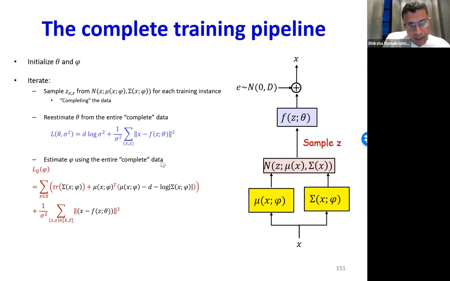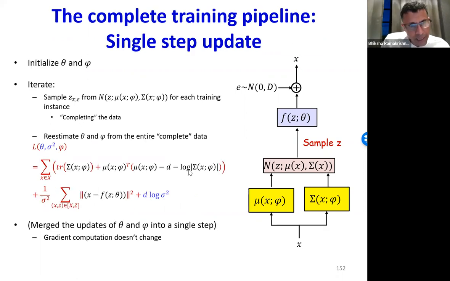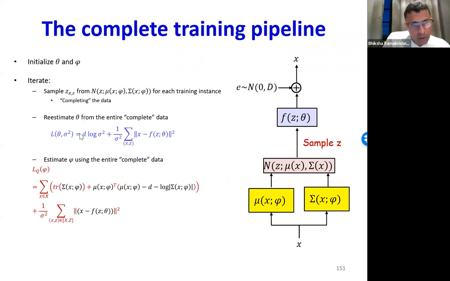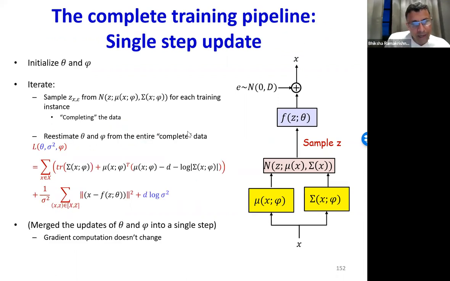Instead of doing this in two separate steps, I can combine them into a single loss function because this component of the loss function is common. The term here and the term here are the same. And so I can just write one loss function end to end, which can be optimized for estimating both theta and phi.